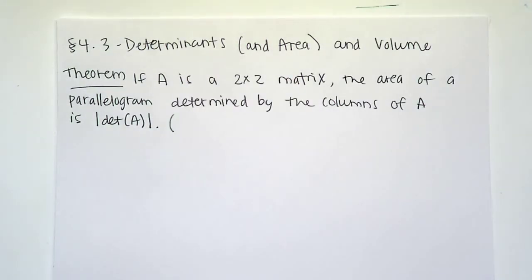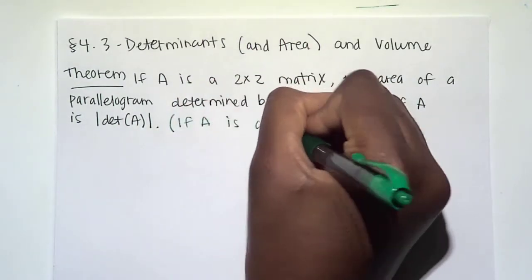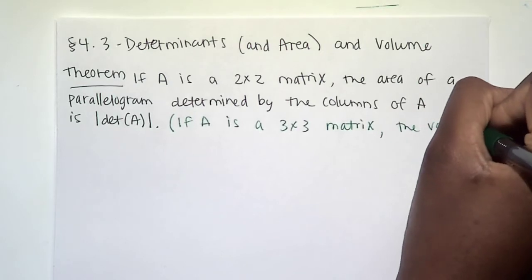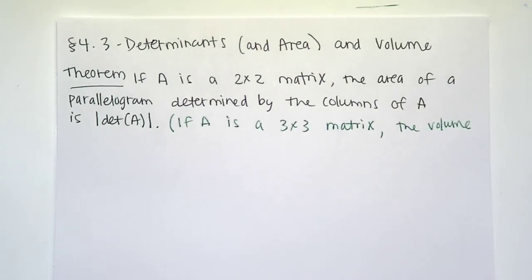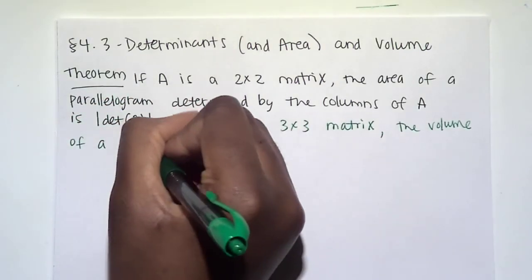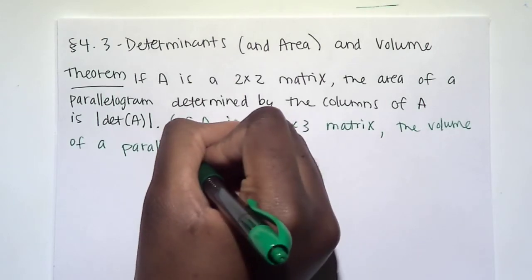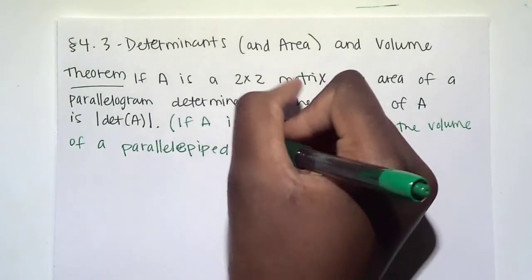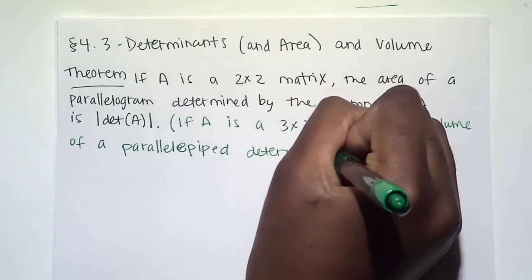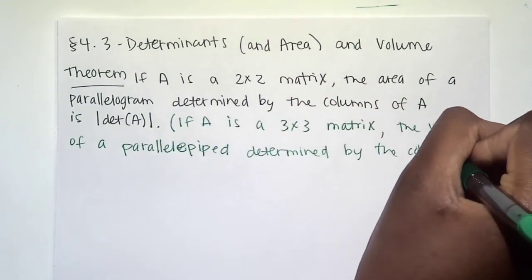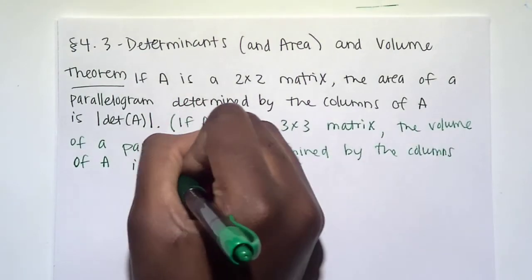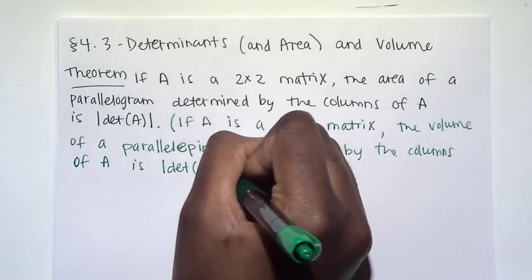Also, I'm going to put this in parentheses. If A is a 3 by 3 matrix, the volume of a parallelepiped determined by the columns of A is the absolute value of the determinant of A.